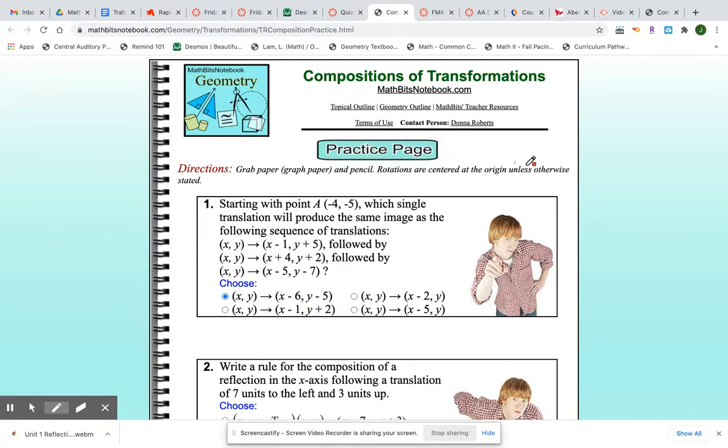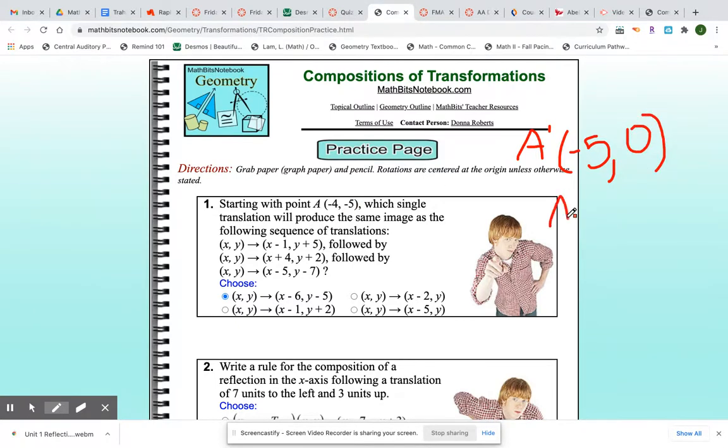All right, here we go. So our A prime is going to be me adding the negative 1 to the negative 4. So that makes a negative 5. Okay. And then adding a 5 to the negative 5, that gives me a 0. Okay, dokie, this is fun.